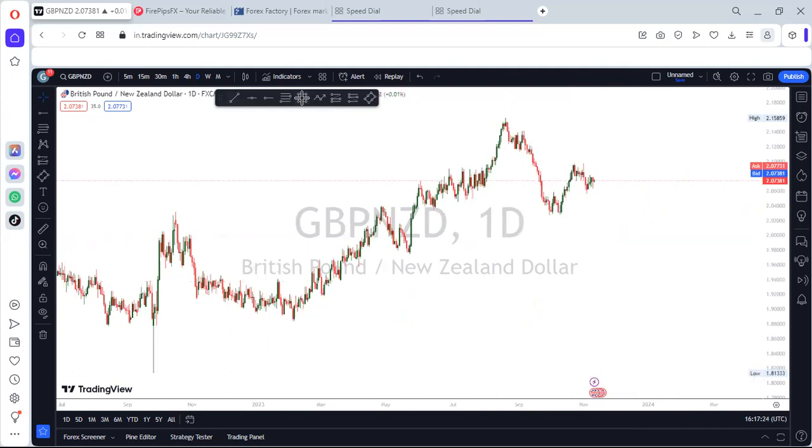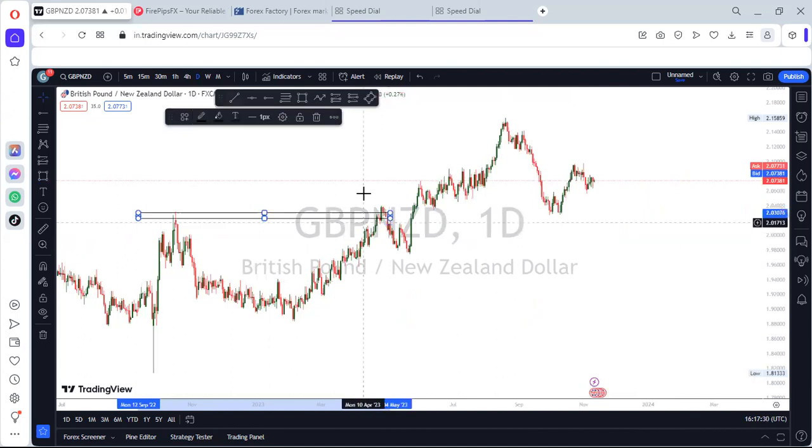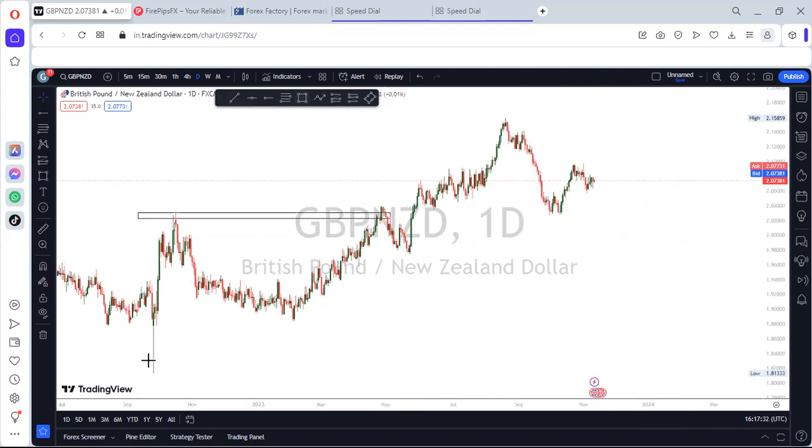So why did I say it's a trending market? You can see this is a high. So let's mark it out. This is a high, right? This is a low. This is the low first. Then this is the high. Then this is the what? Low. This is the low.